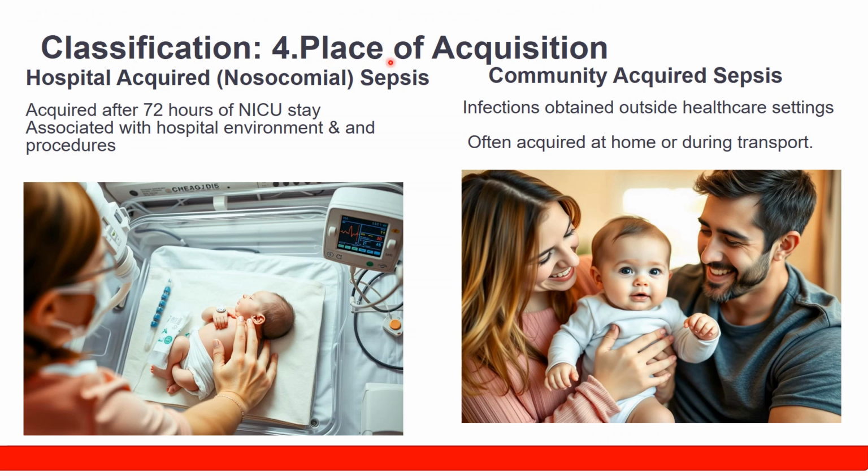And the fourth classification is based on the acquisition, or the place where the baby acquires the infection. According to this, it can be hospital acquired sepsis, also known as nosocomial sepsis, which is acquired 72 hours after the hospital stay, whether in NICU or the postnatal ward or in the nurseries. And this is associated with the hospital environment and the procedures you are doing in the baby.